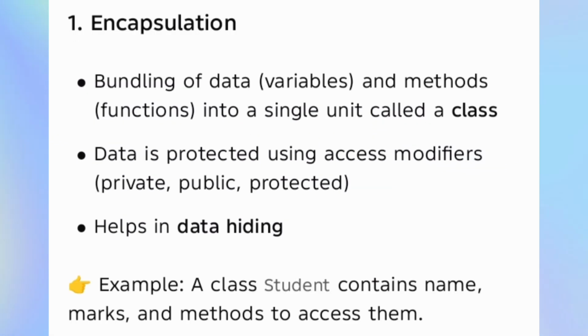The first one is encapsulation, binding of data, variables, and methods or functions into a single unit called a class. Data is protected using access modifiers like private, public, protected. This helps in data hiding. Example, a class Student contains the name, marks, and methods to access them.